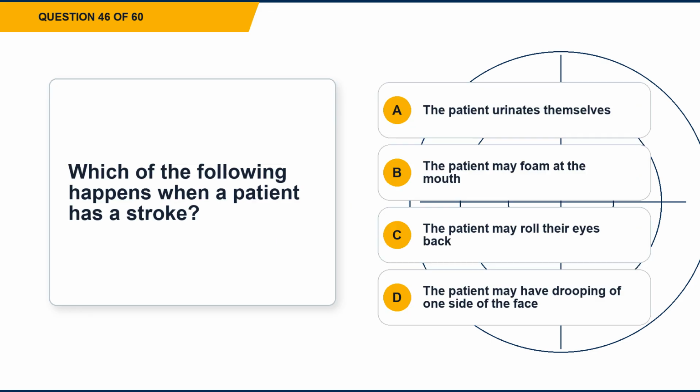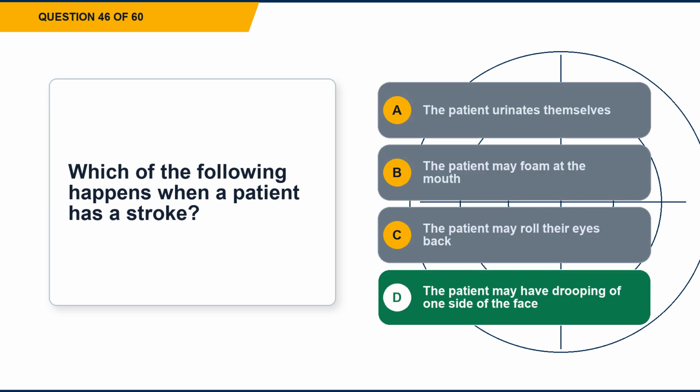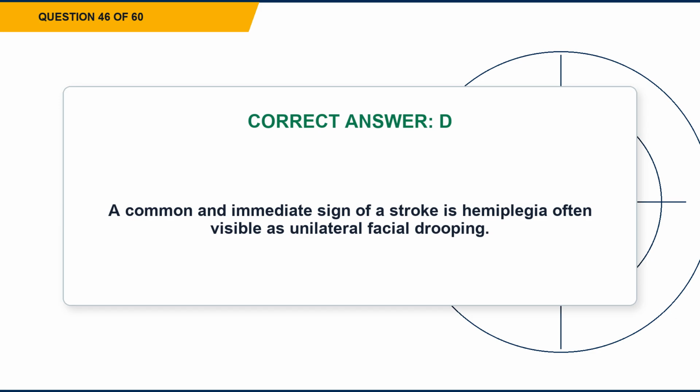Question 46. Which of the following happens when a patient has a stroke? Option A, the patient urinates themselves. Option B, the patient may foam at the mouth. Option C, the patient may roll their eyes back. Option D, the patient may have drooping of one side of the face. The correct answer is option D, the patient may have drooping of one side of the face. Explanation. A common and immediate sign of a stroke is hemiplegia, often visible as unilateral facial drooping.